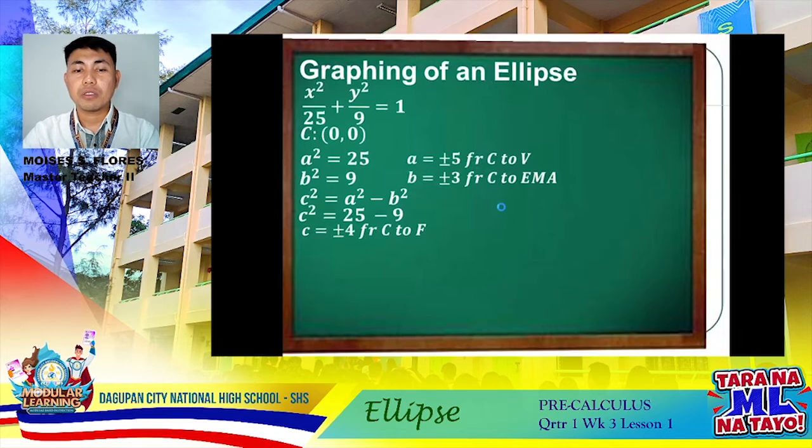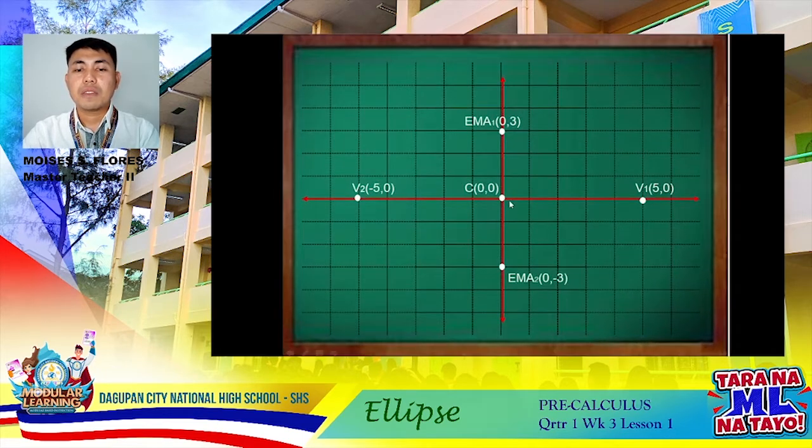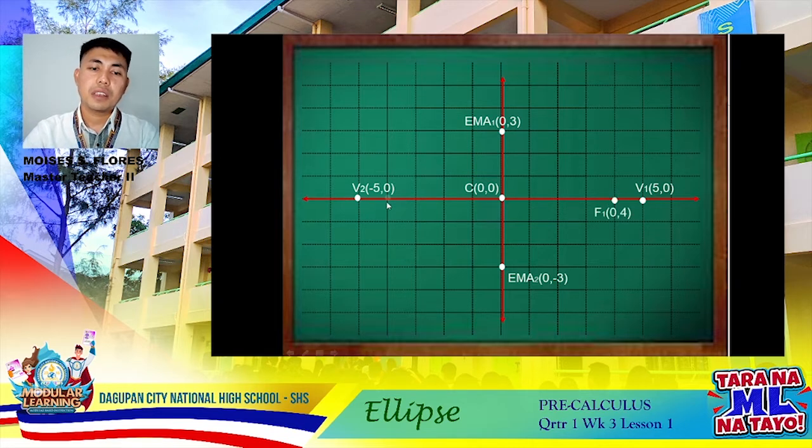So again, show it on the graph. From the center, 4 units to the right. Okay, there you have. 4 units to the left. Okay, there you have. So we have already your vertices, we have already our foci, we have already our co-vertices, or simply your ends of minor axis.